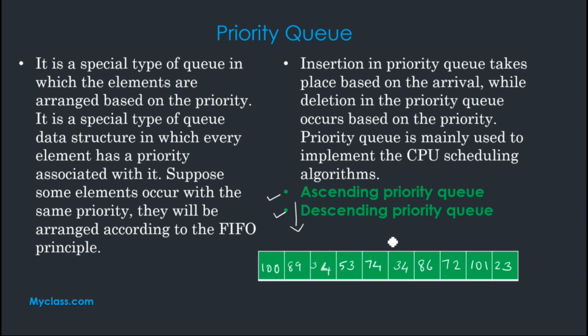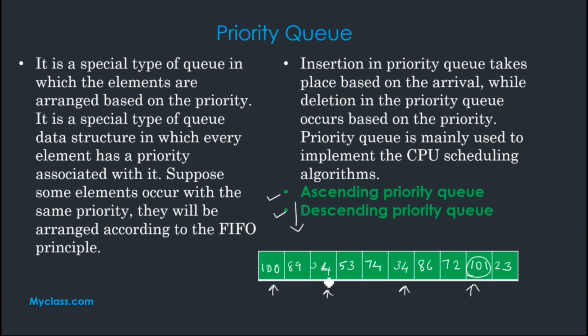Now, dears, we are discussing the descending priority queue. In a descending priority queue, the highest element has the high priority. So in this case 101 has the higher priority. So we can only delete 101 first. Then we can delete 100. Then 89, like that it is going on. And in the case of 34, two 34s are there. So we can delete this 34 first because this 34 has arrived first. Okay, that is the descending priority.